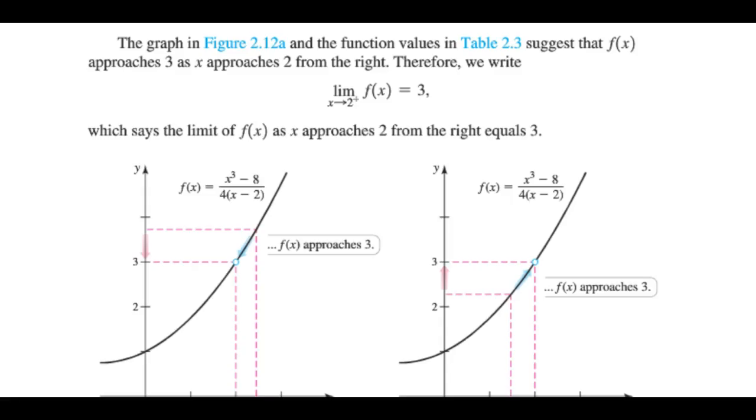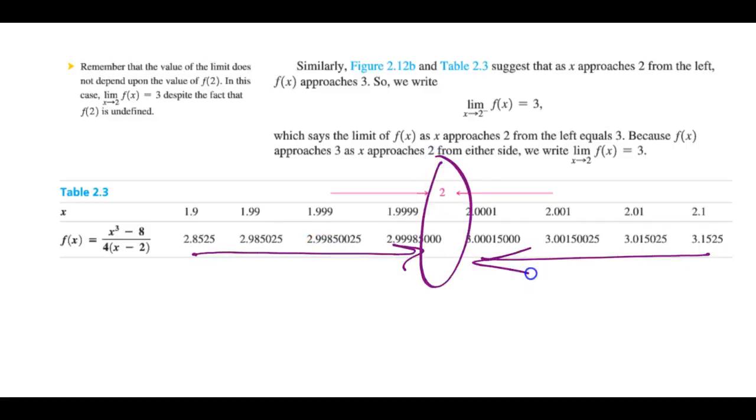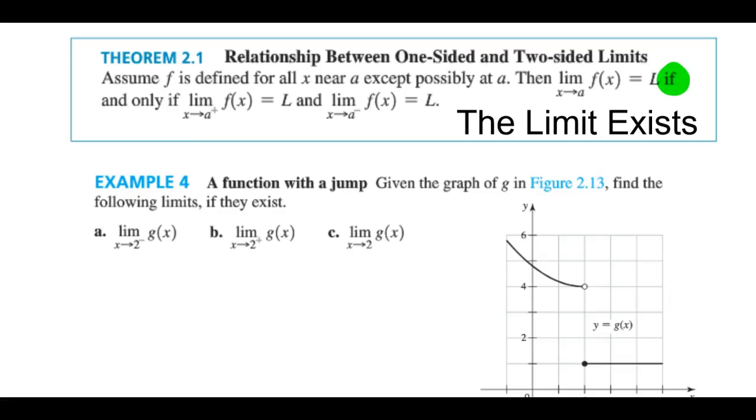And again, if we looked at this graphically, we can see the approach from the left and the approach from the right is the same. We can even look at the table setup. Here's the approach from the left of 2. Here's the approach from the right. And everything is approaching 3 from the left and the right.